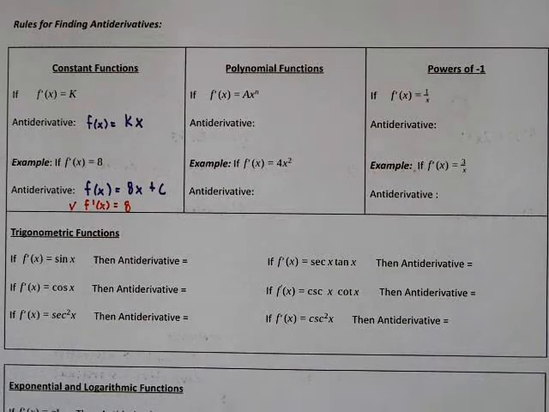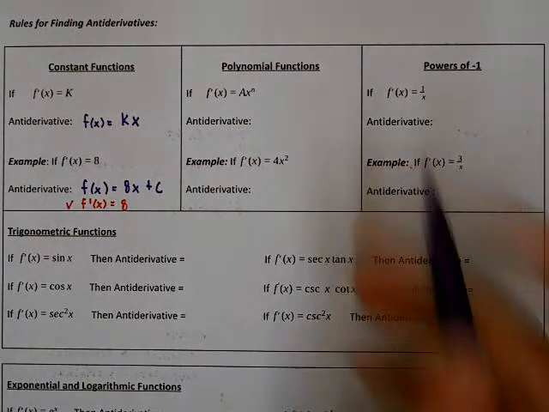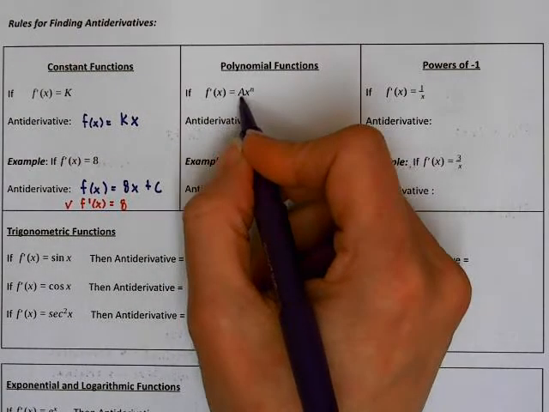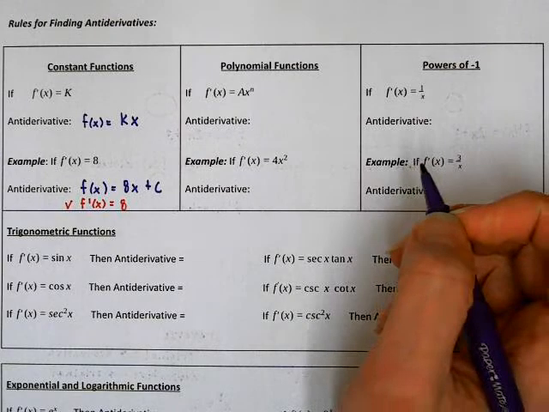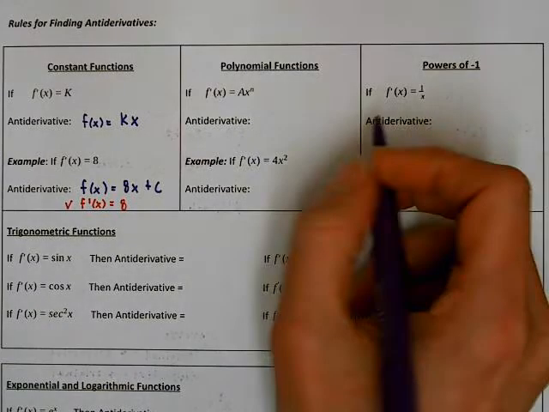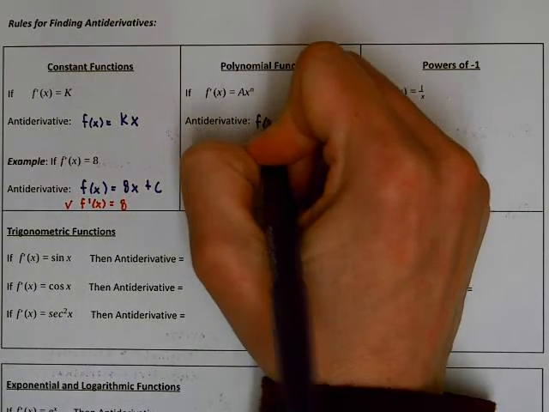Now let's say we have a polynomial function, f prime of x equals a times x to the n. Here's how we're going to find that antiderivative, f of x.